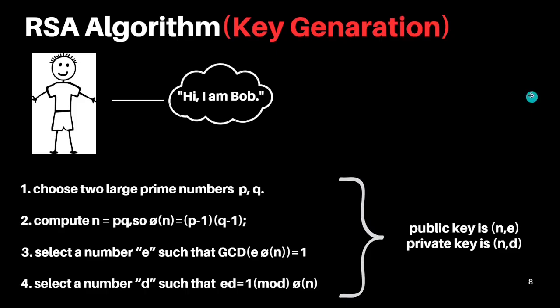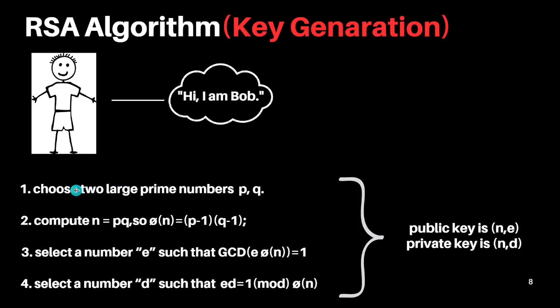The first phase is key generation. In this key generation, we will generate the public and private keys for Bob, so that Alice can use the public key of Bob to encrypt the message. And after Bob receives the message sent by Alice, he can use his private key to decrypt the message. So first we will see how to generate these keys.